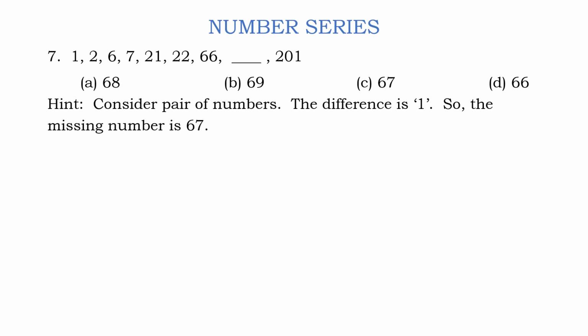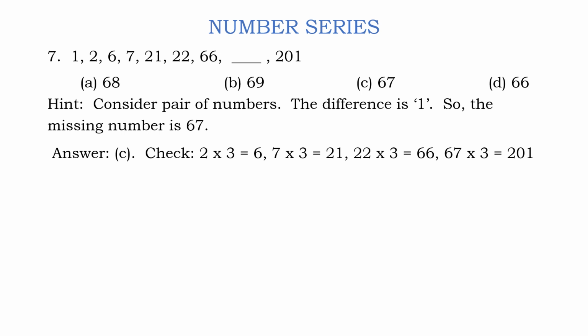Then how is the series formed? Here 1 and 2 differ by 1. So 2 threes are 6. 6 and 7 differ by 1. 7 threes are 21. Then 21, 22 differ by 1. 22 threes are 66. 66 and 67 differ by 1. 67 threes are 201. So that is how the sequence is formed.